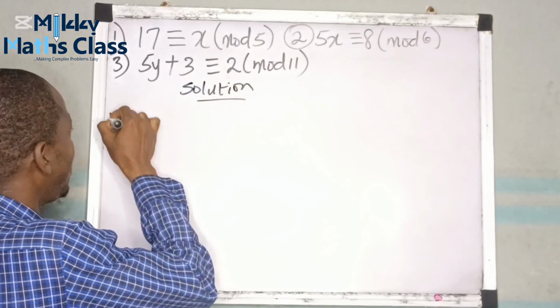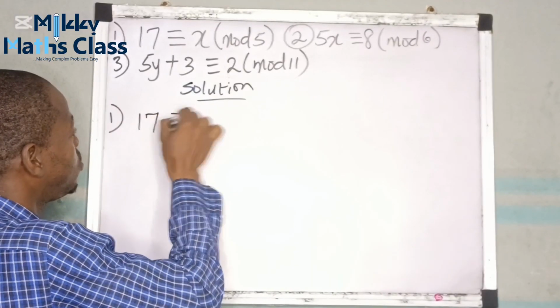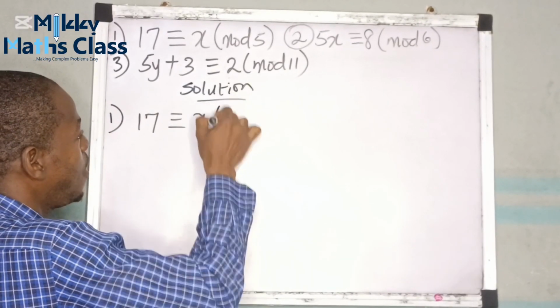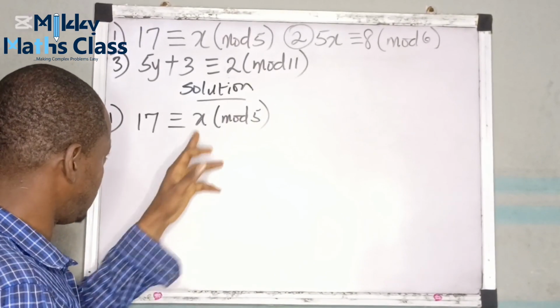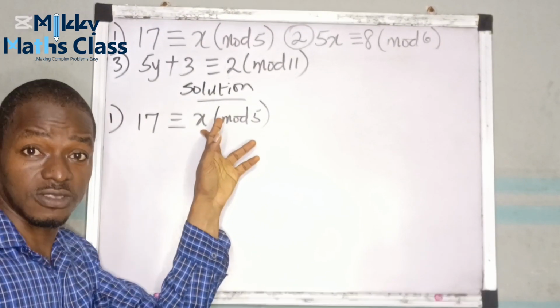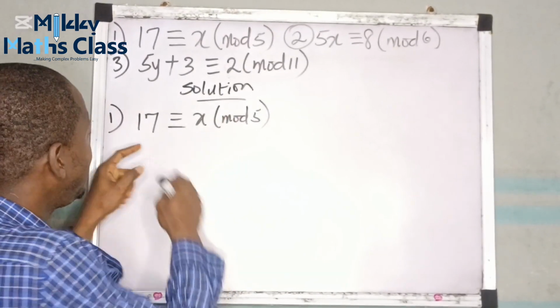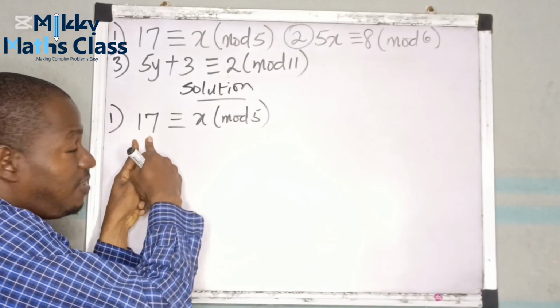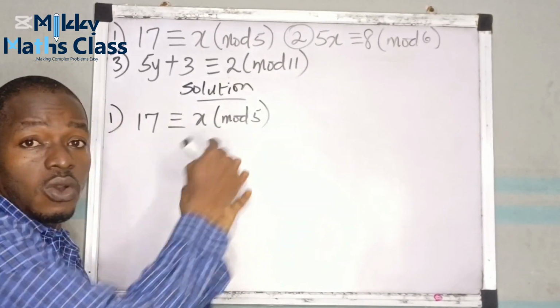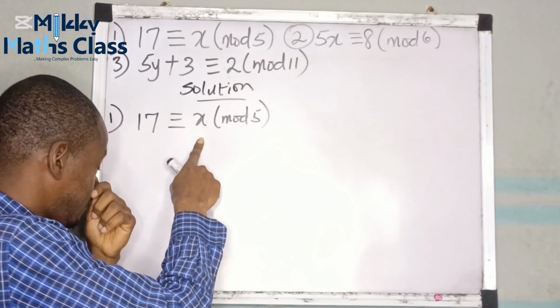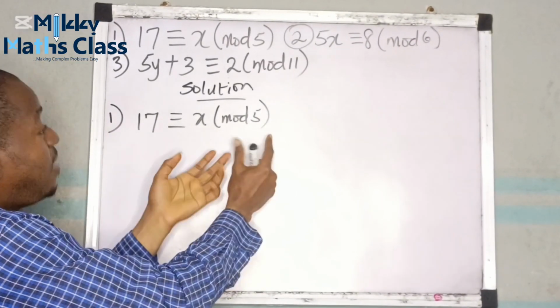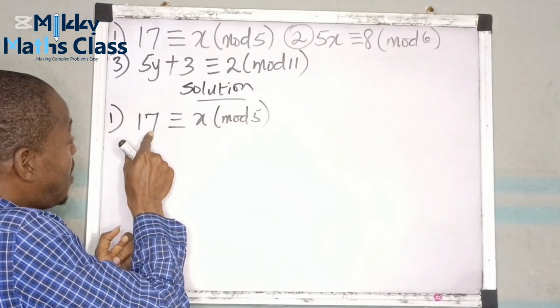The first one we have is 17 is equivalent to x mod 5, modulo 5. Now, this x we are seeing here is the remainder when this number is divided by 5. What we get is this x, the remainder, the residue, when 17 is divided by 5.